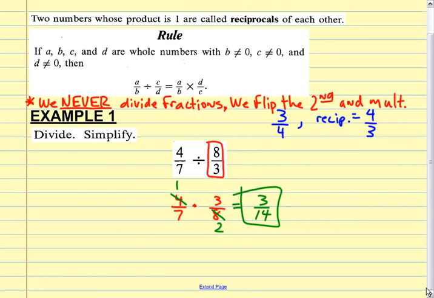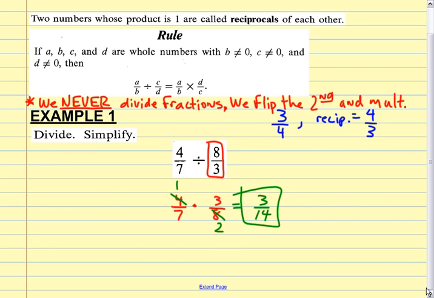If you look back at this first example, we wouldn't be able to cancel anything at all, right? We can't cancel the 4 with 7 or 3, and we can't cancel the 8 with 7 or 3. We only cancel when we're multiplying, so we have to flip the second one, and now we're multiplying. Now I'm ready to cancel. Okay, does that make sense? You flip, then cancel. Flip, then cancel. Never cancel before you're flipping.